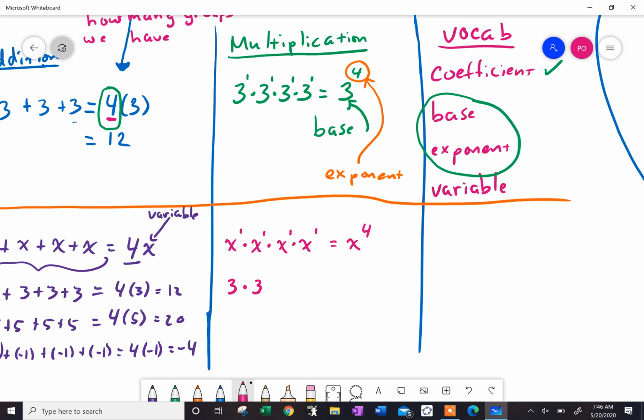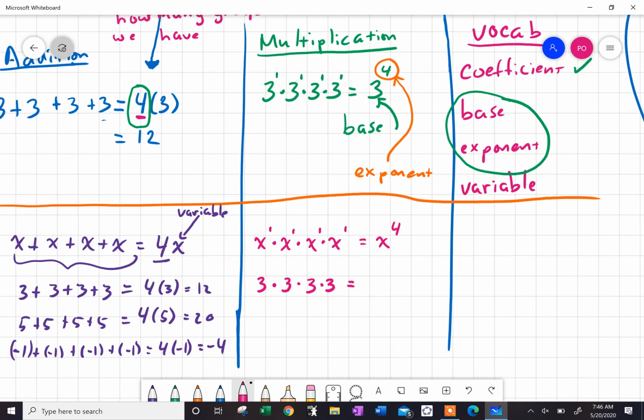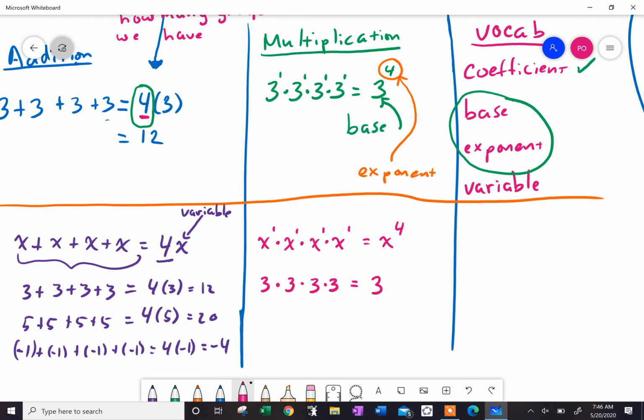3 times 3 times 3 times 3. My base is 3, so I'd write down my base, as I did up there. My base is 3, and my exponent is 4. On your calculator, you can just type in 3 to the 4th, and you would get 81, because 3 times 3 is 9, times 3 is 27, times 3 is 81.